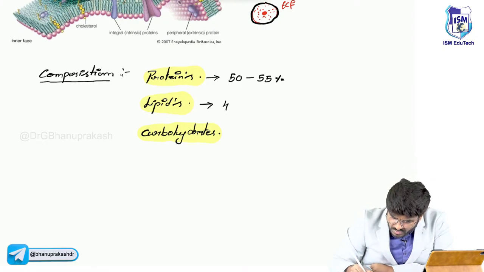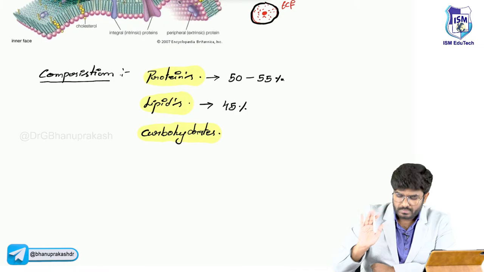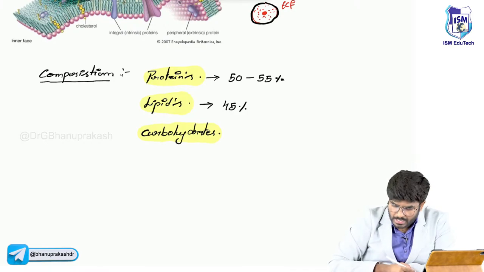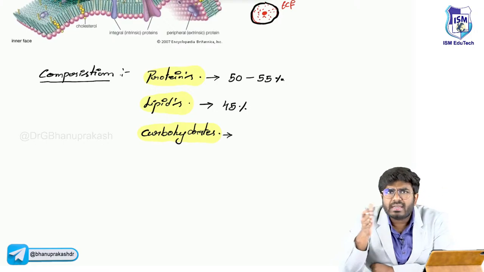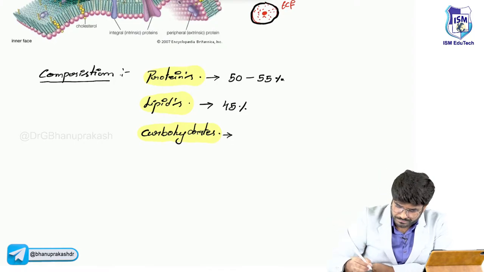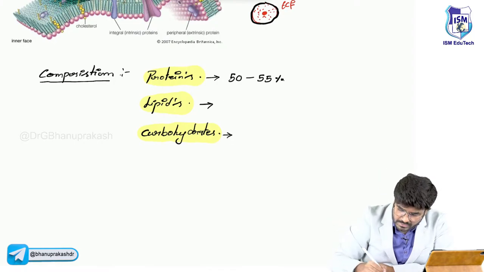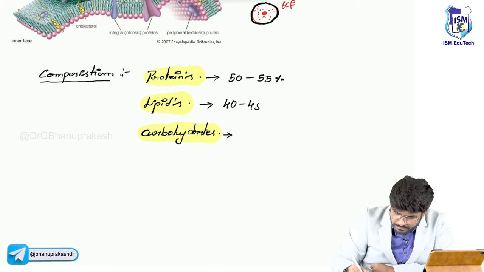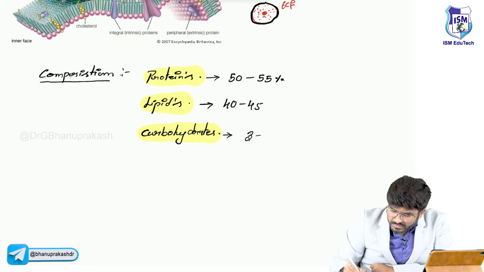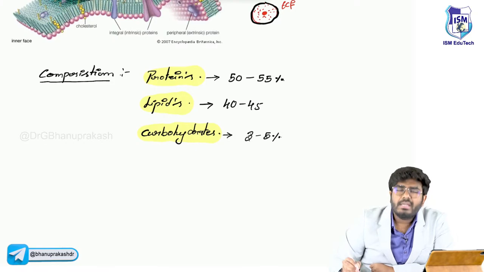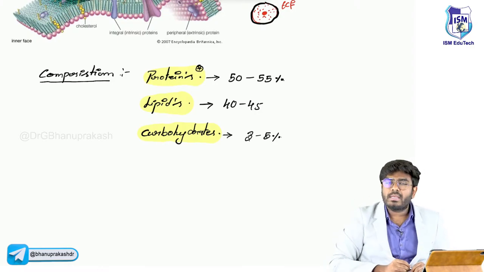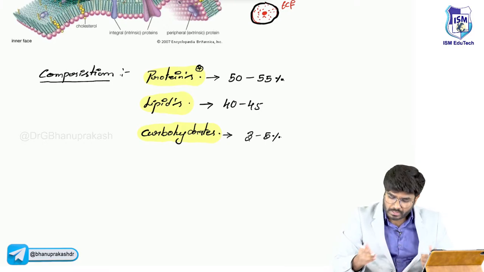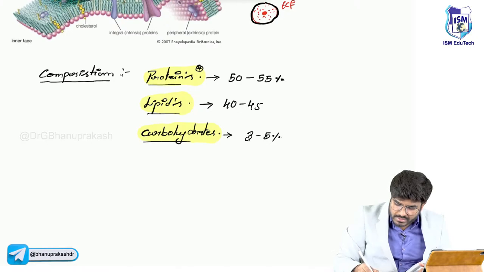Sir, lipids, 45%. Okay. There is a little variation. Variation can be there. 55% and 45%. And carbohydrates are very much the least. Lipids have a range, 40 to 45%, if you want to be very specific. And the carbohydrates are going to be 3 to 5%. Different books mention different ranges, but in general, you need to understand that the protein percentage is more when compared to the lipids and the carbohydrates.